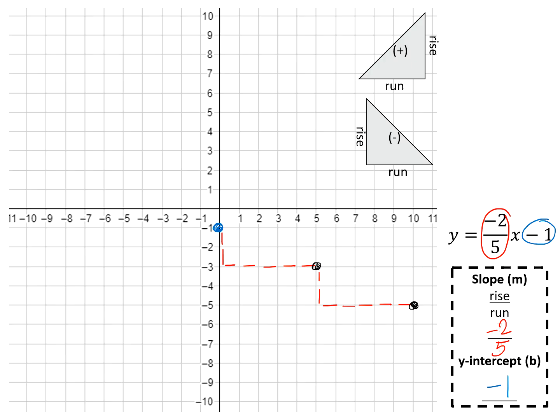I'm going to repeat this process one more time. We can now connect our dots with a straight line using a ruler.